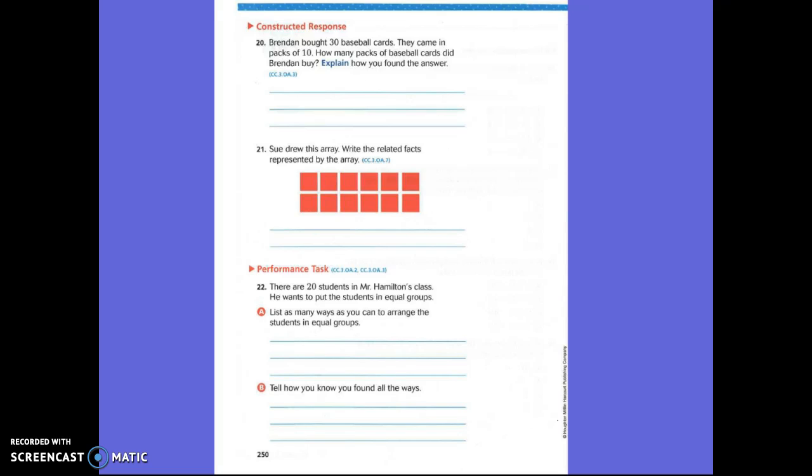Brandon bought 30 baseball cards. They came in packs of 10. How many packs of baseball cards did Brandon buy? Explain how you found the answer. Okay. So, he bought 30 baseball cards. They come in packs of 10. How do I work this out, or what do I do to figure this out? Tyson?